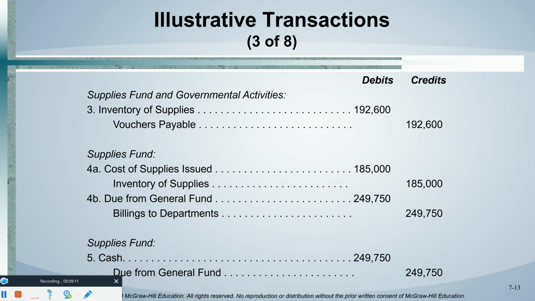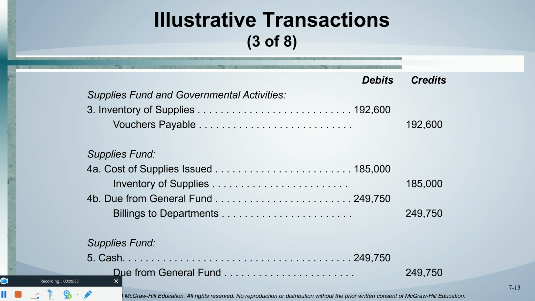Now look at what happens. The supplies fund then sells the supplies to the using departments. And so it's a 2-part journal entry. The first journal entry, 4A, we're going to debit cost of supplies issued. You want to call this supplies expense, and that's totally fine. And we will credit the asset supplies.